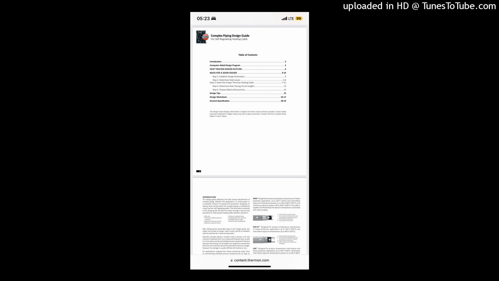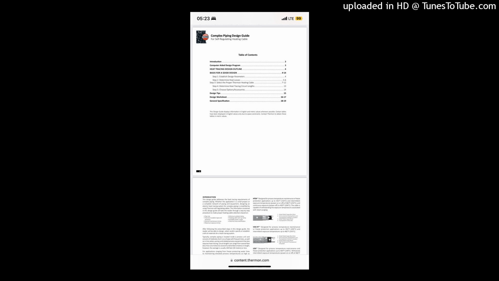The information contained in this design guide will take the reader through a step-by-step procedure to make proper heating cable selections based on pipe size, thermal insulation type and thickness, desired maintenance temperature, maximum exposure temperature, minimum ambient temperature, heating cable startup temperature, available power supply, and electrical area classification. After following the prescribed steps in this design guide, the reader will be able to design, select, and/or specify, or establish a bill of materials for a heat tracing system.